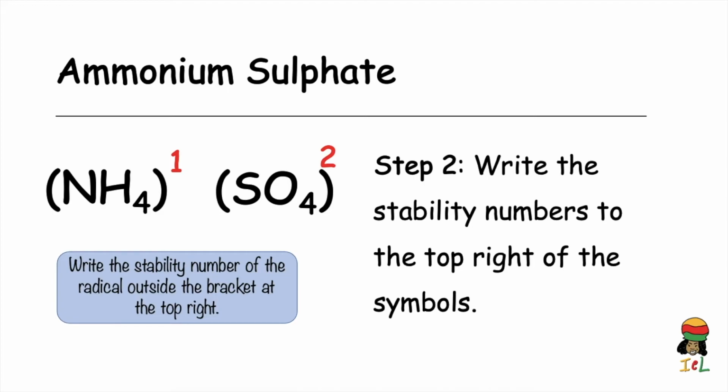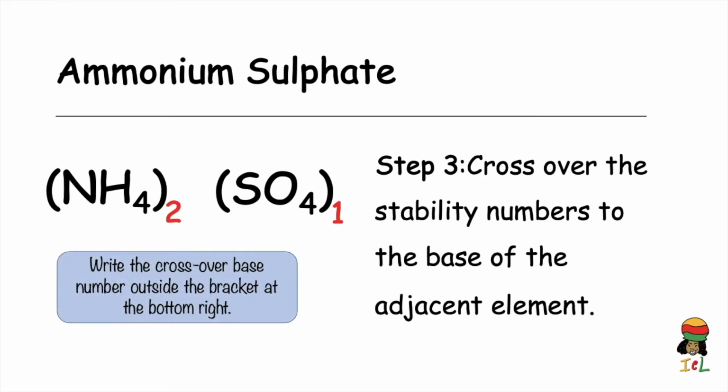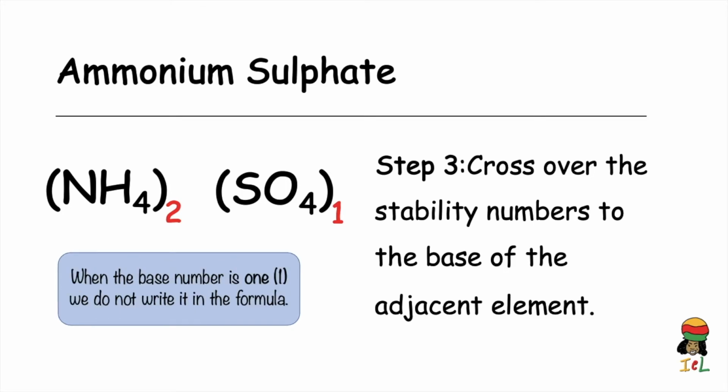There is no common factor greater than 1, so we can move to step 3 where we cross over the stability numbers to the base of the adjacent radicals. So 1 goes to the base of sulfate and 2 to the base of ammonium. Make sure to write the base number of the radical outside the bracket at the bottom right. When the base number is 1, it is erased and not written in the chemical formula. Remember, the numeral 1 is never written in a chemical formula. Also, since the base number of the ammonium radical is greater than 1, the brackets are kept around its formula. Therefore, the chemical formula for ammonium sulfate is open brackets NH4 close brackets 2 SO4.